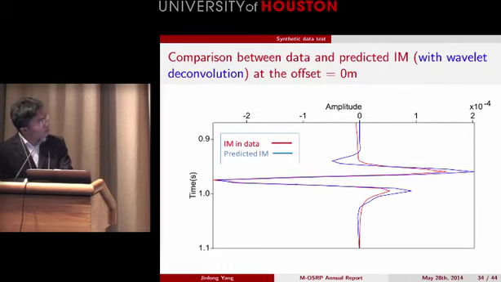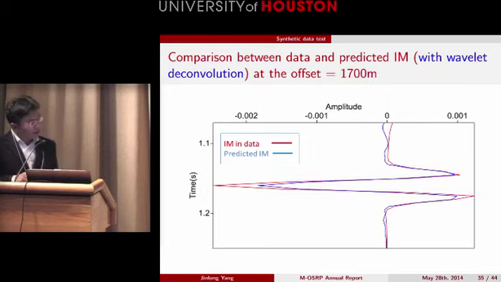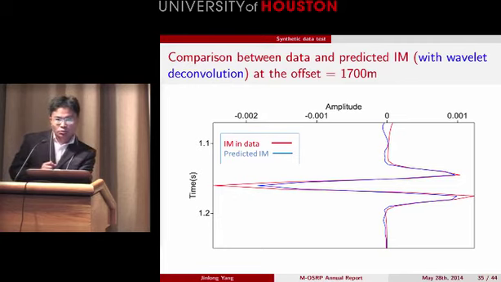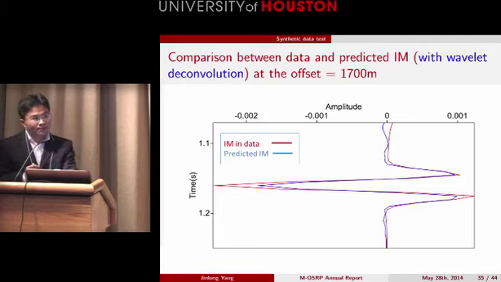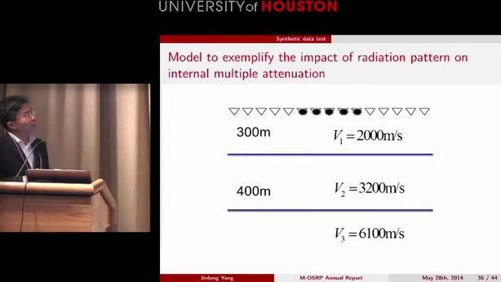If we also compare a different offset, at 1700 meters, this is the input internal multiple. This is the prediction. They match well for the shape and the amplitude. Next, I will use the source array data to show the impact of radiation pattern on the internal multiple attenuation.